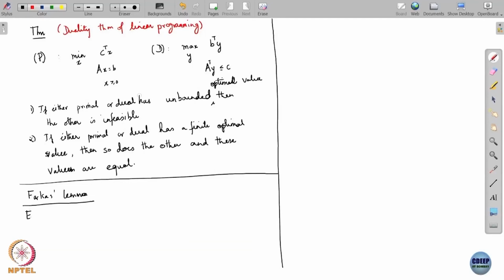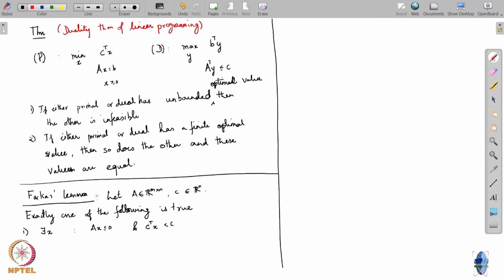Farkas lemma says the following: exactly one of the following is true. It talks of two statements and says that exactly one of them can hold. Both of these statements pertain to a matrix A and a vector C. So, let A be in R m cross n and let C be in R n. The first statement is, you can solve this system: there exists an x such that A x is less than equal to 0 and C transpose x is strictly less than 0.